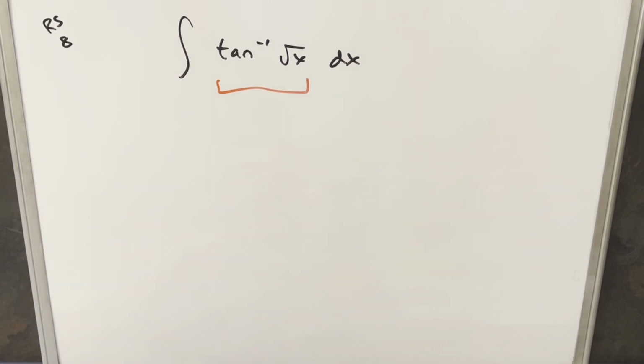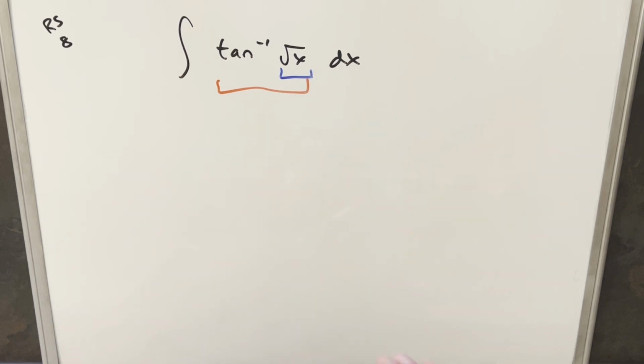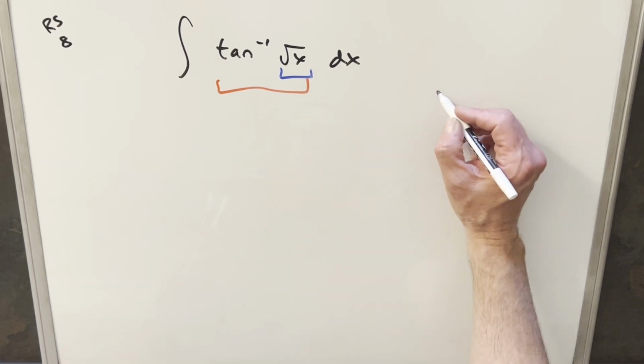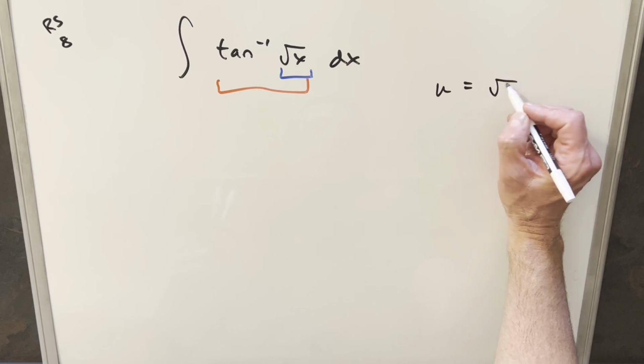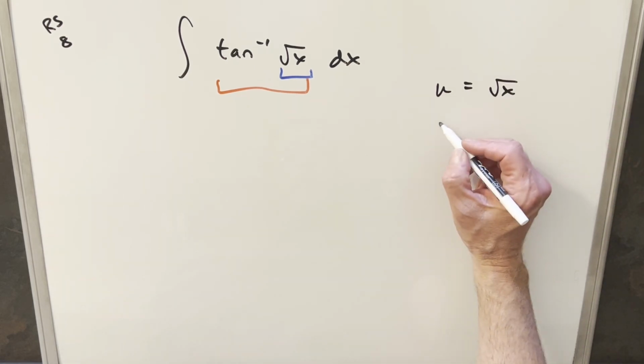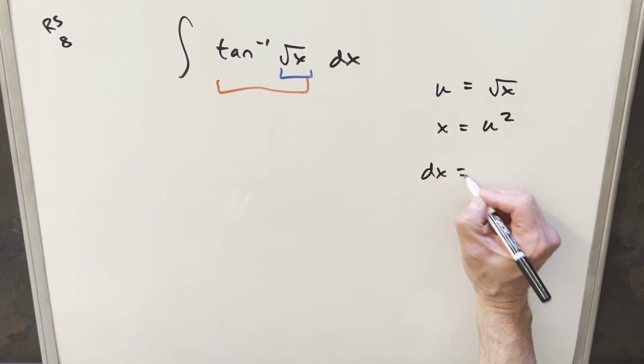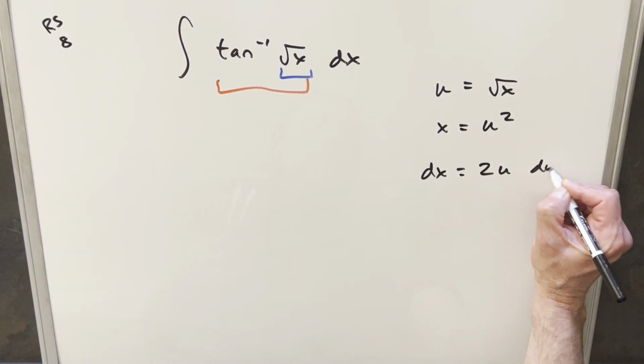But before I get to integration by parts, I want to clean it up a little bit. I want to do a u substitution just for that square root of x. So we'll have u equal to square root of x. Before I take the derivative, I'll solve for x by squaring both sides, and we get x equal to u squared. Take a derivative, and then we have dx equal to 2u du.